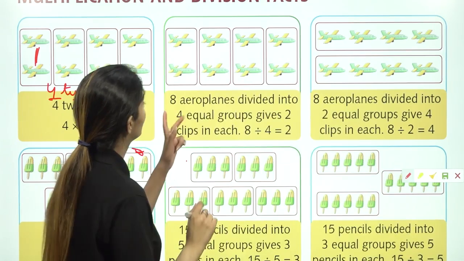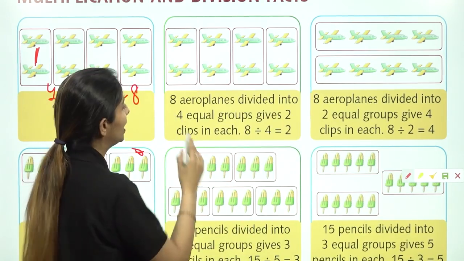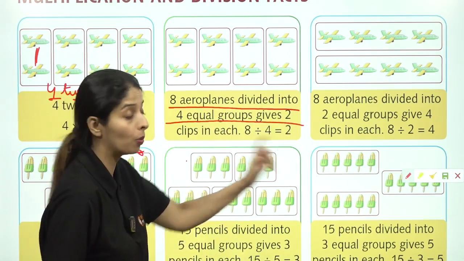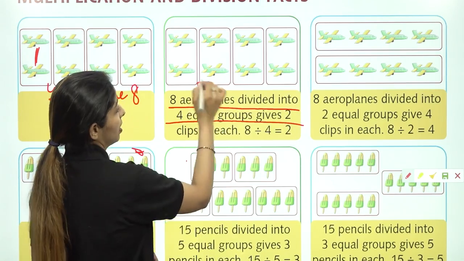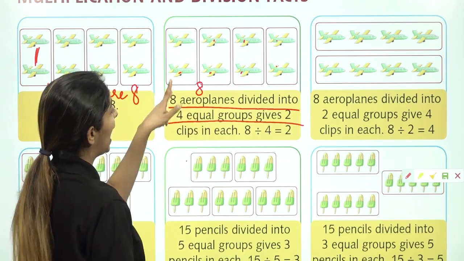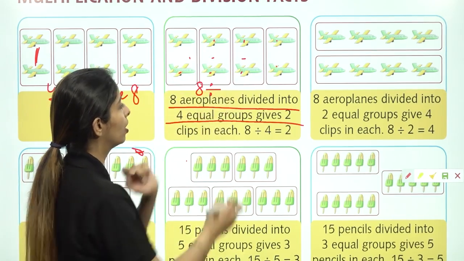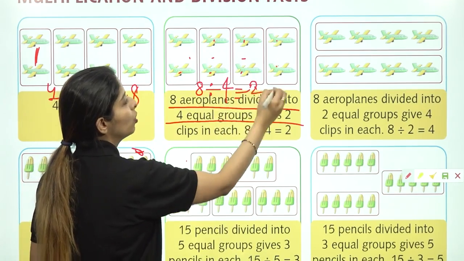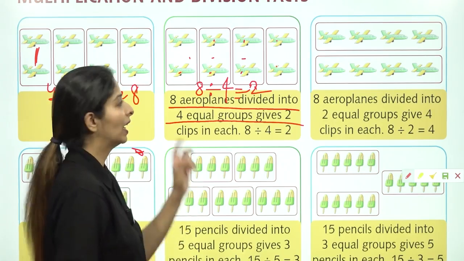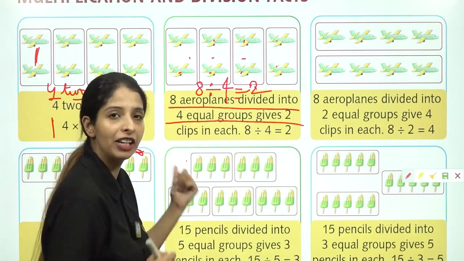Similarly here, how we can relate multiplication and division. 8 aeroplanes divided into 4 equal groups gives 2. That means 8: 1, 2, 3, 4, 5, 6, 7, 8. Total 8. And we have how many groups? 1, 2, 3, 4. So your answer will be 2. Means in each group we have 2 aeroplanes. This is how you represent it in the form of multiplication and in the form of division.